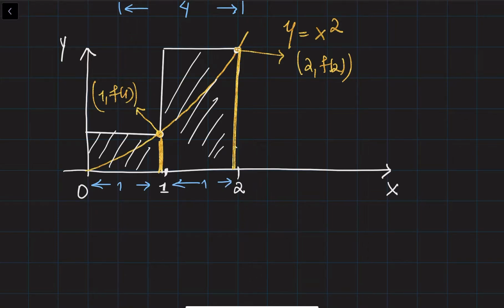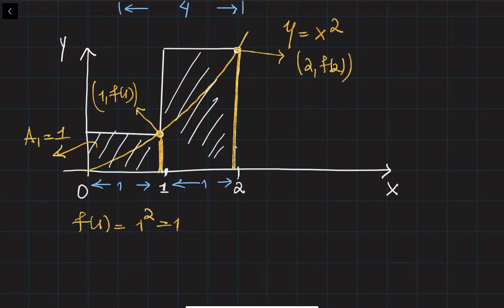Well, let's first of all find what is f of 1. So f of 1 is going to be equal to 1 squared, which is equal to 1. So that is why the area of the first rectangle is going to be simply 1, because the height is equal to 1 and the width is equal to 1.